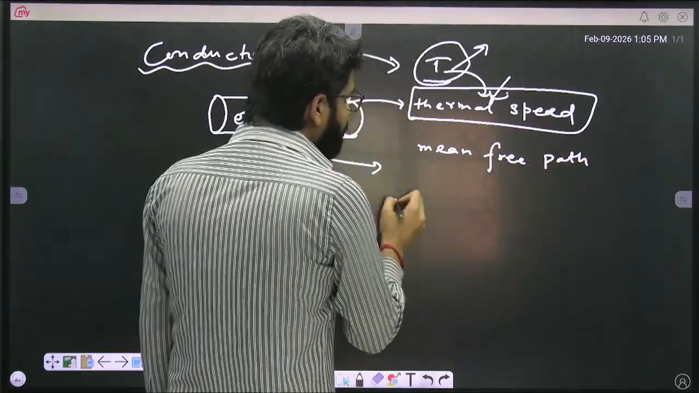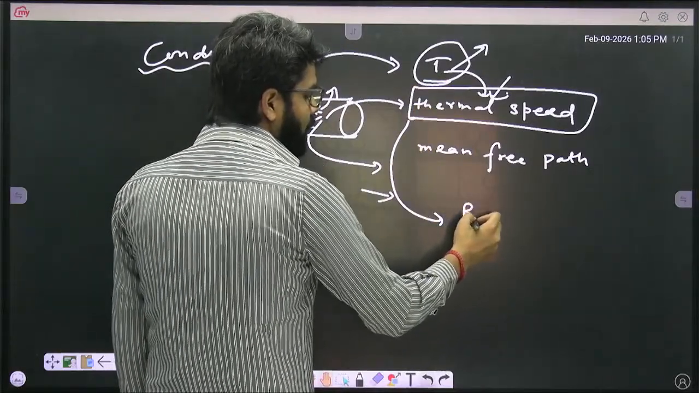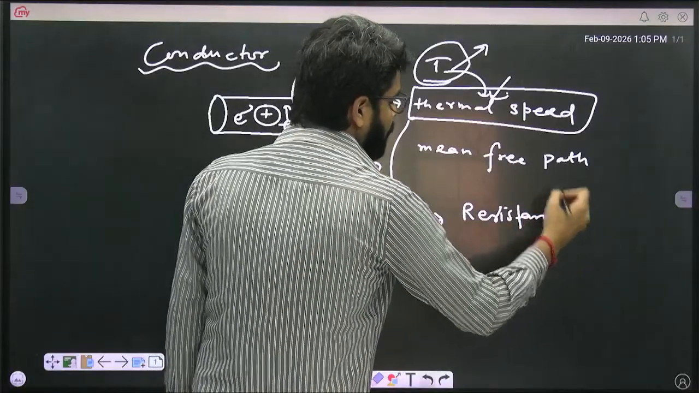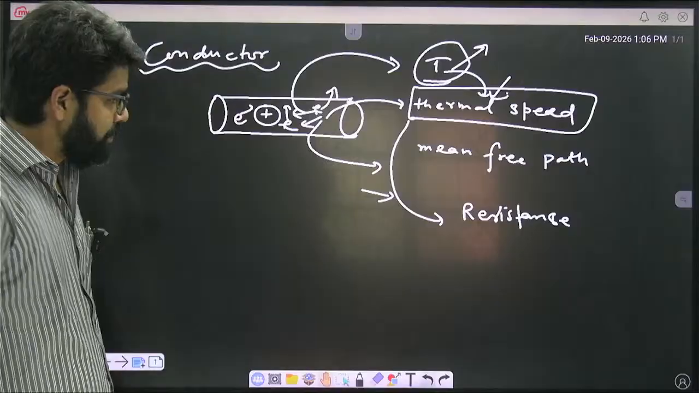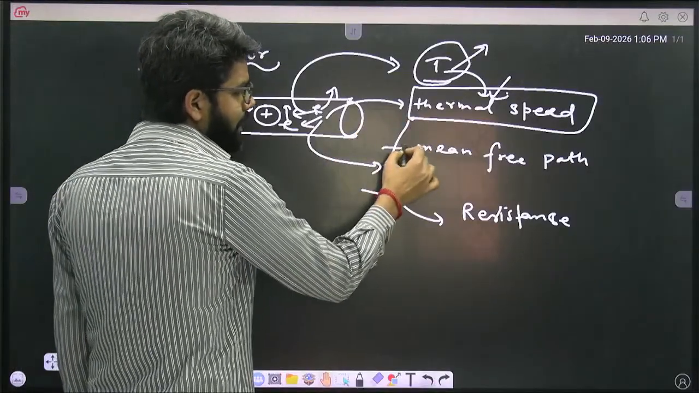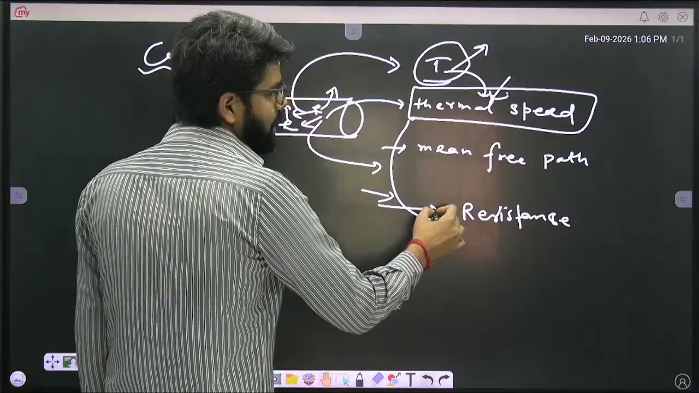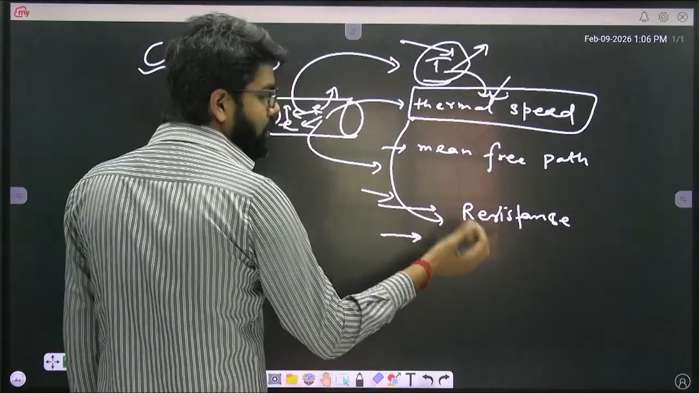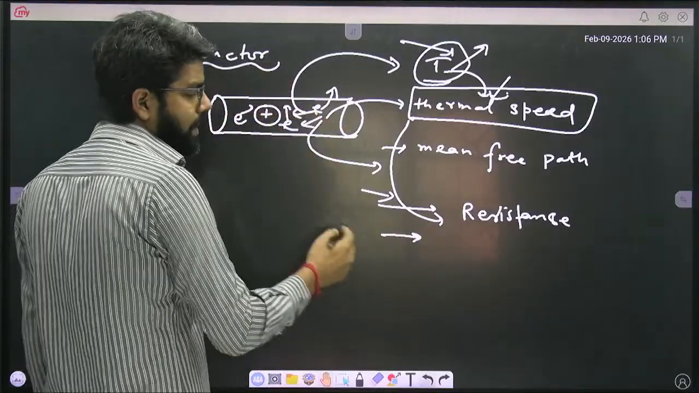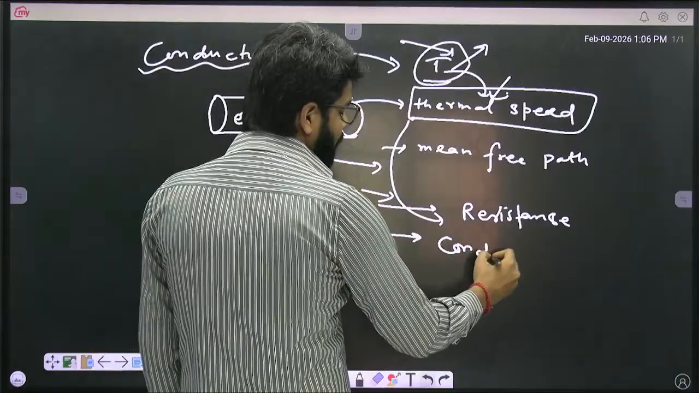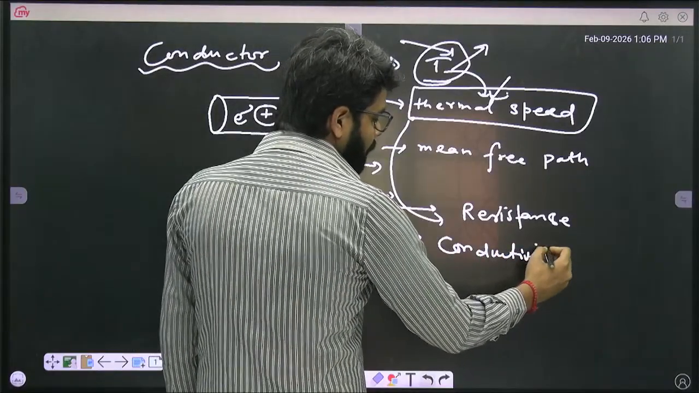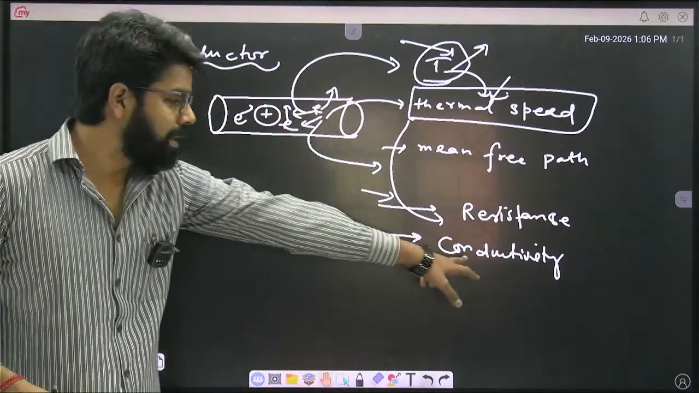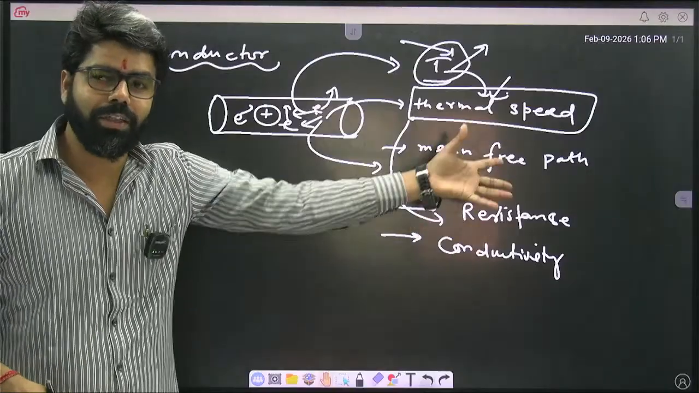Due to this collision they offer some resistance to their path. So a lot of things are here: the thermal speed, then mean free path, then the resistance, and all the things depend on the temperature. And due to this resistance, we also have a thing in the material that is called the conductivity. So we will first define some terms related to their motions. The thing here is the conductivity, so we'll start with this one.